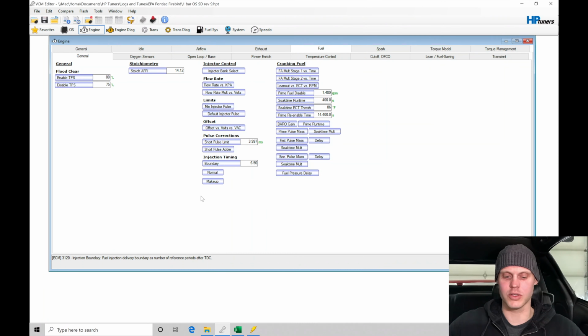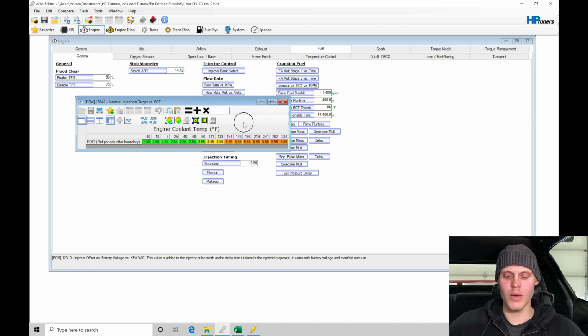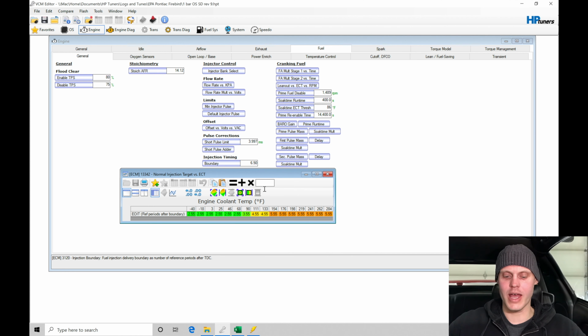Our injection timing. So we're going to have what's called a boundary, and we're going to have a normal. And what we're going to find here is that the boundary and the normal add together to give the specified time where we want to spray our fuel. Now here's what gets confusing. We're referencing this in end of injection timing.